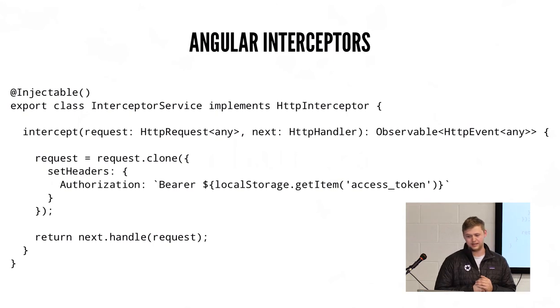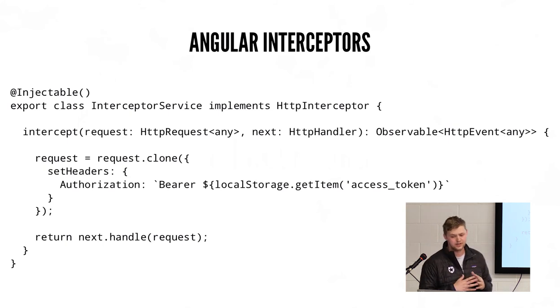To give you a quick overview of how an Angular interceptor works, it is basically an injectable service that implements the HTTP Interceptor interface. And this interface, all it has is one method called intercept. This intercept method takes two parameters. It takes the original HTTP request that you made, and it takes a next parameter, which is the HTTP handler that's going to pass the request down the line.